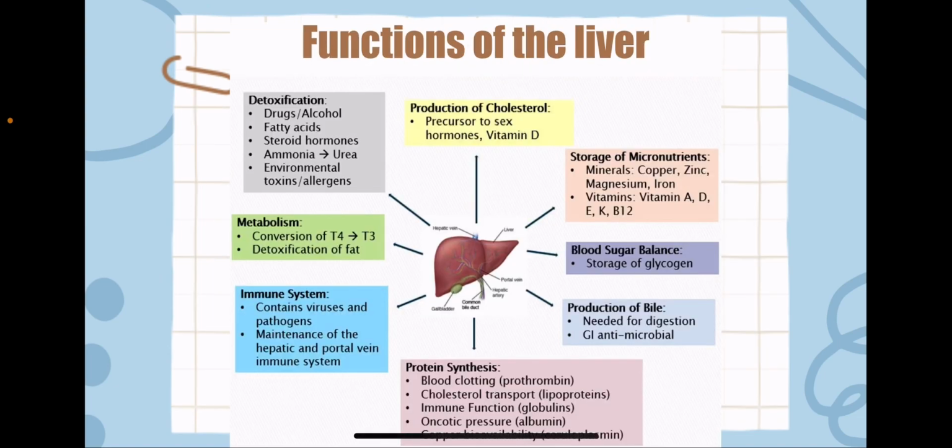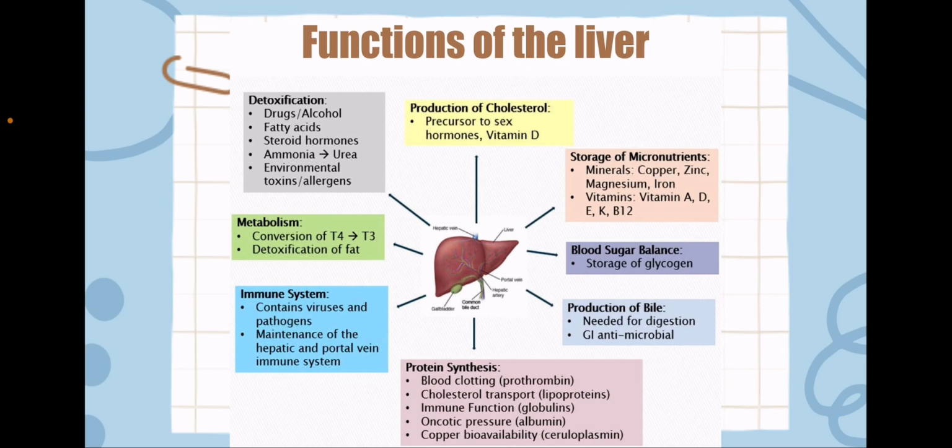Now, let's go on to the functions of the liver. Now, we know the basic functions. It detoxifies you from drugs, alcohol, fatty acids, steroid hormones. It turns ammonia into urea, and it also detoxifies you from environmental toxins and allergens. Now, we know that it produces cholesterol, the precursor to sex hormones, with vitamin D, and it stores micronutrients. A few examples of these are minerals like copper, zinc, magnesium, and iron. And it also stores vitamins like vitamin A, D, E, K, and B12.